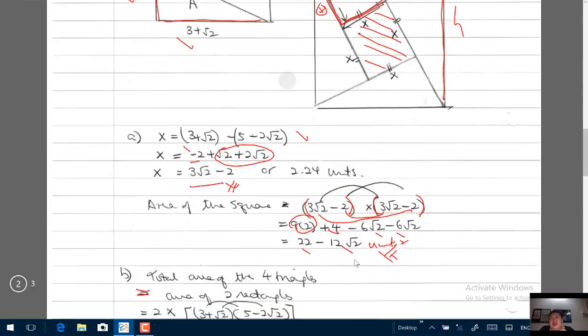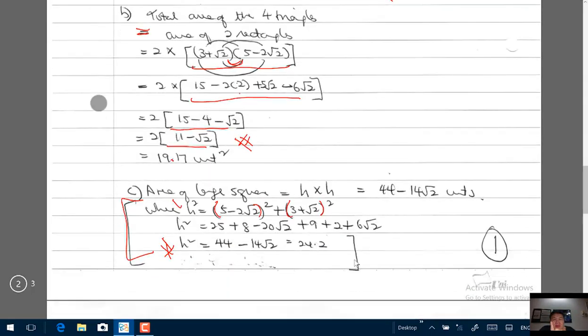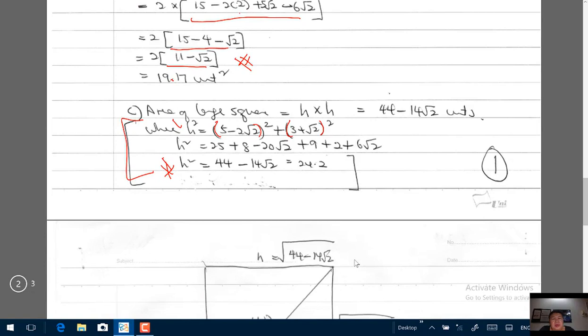So you don't have to find h. The area of this big square is actually h times h. Area is h squared. So all you do is just express the area as h square, which is exactly this one: 44 minus 14 root 2, or if you change that to decimal, 24.2 unit squared. Okay, again, I forgot to write unit squared.